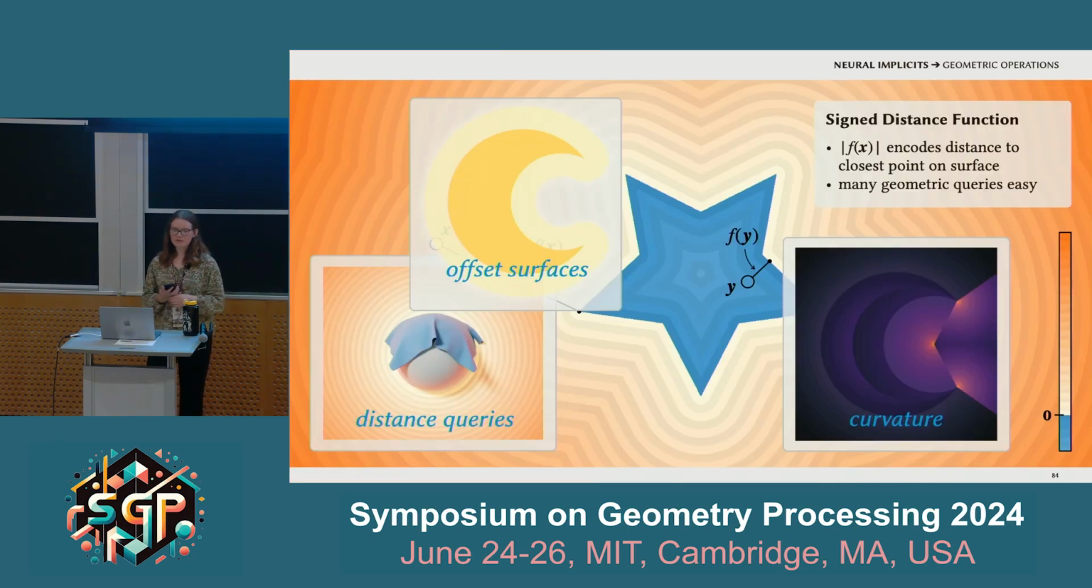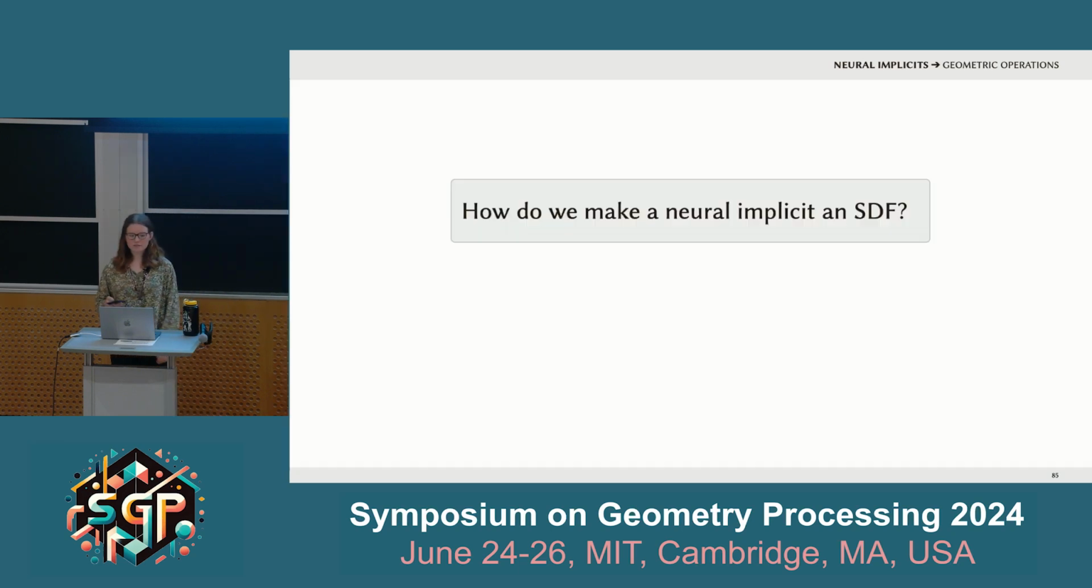One general way we can perform geometric operations with neural implicits is to make sure our neural implicits are signed distance fields. Because as we talked about at the beginning, if you have a signed distance function, this function that encodes the distance from every point to the closest point of the surface, you have a lot of structure that makes answering many geometric queries easy, like these offset surfaces or asking about the curvature.